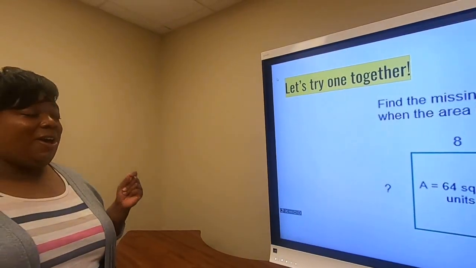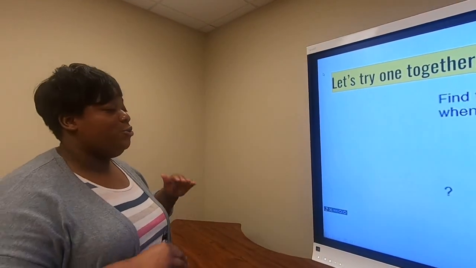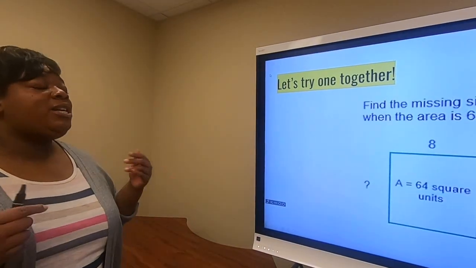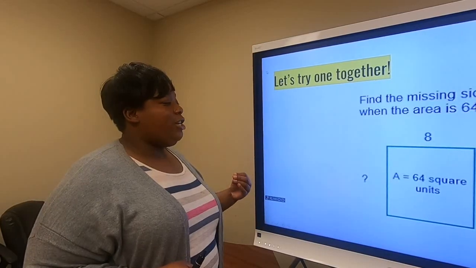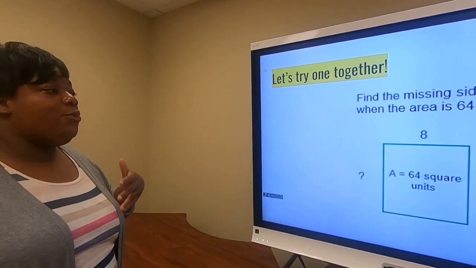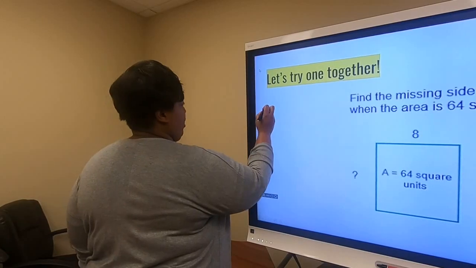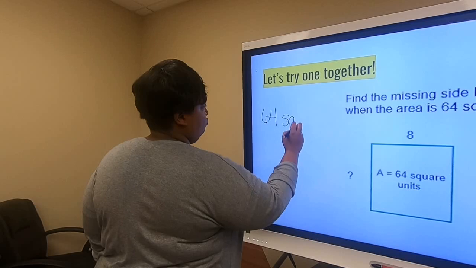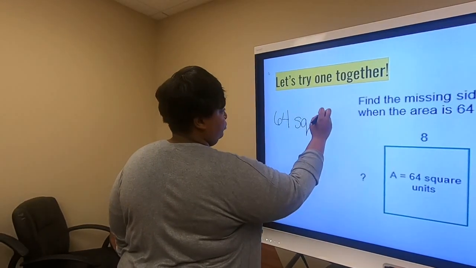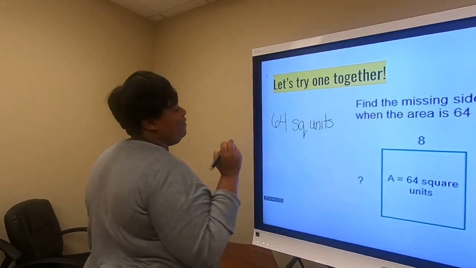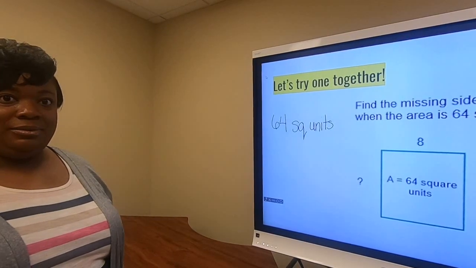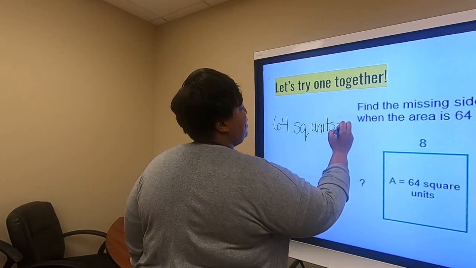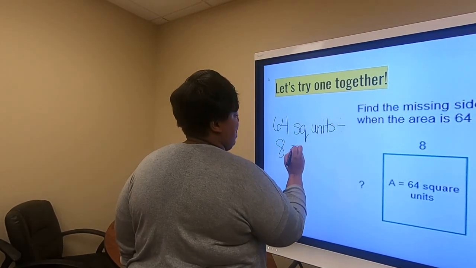By division, okay? So you know that we always start with our large number when we're dividing, okay? So let's start with our large number, which is our total, our area, which is 64 square units. And we want to divide that by our what, guys? We want to divide it by our known side. So 64 divided by 8 equals.